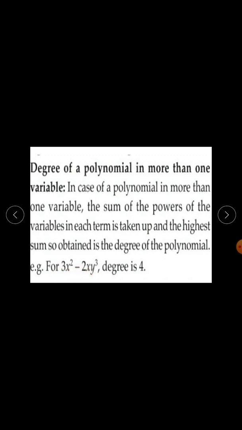In this polynomial, how many variables are there? Two variables, x and y. So, the sum of the powers of the variables in each term is taken up. Here, in this term only one variable is there, so power is 2. Now, in this term, xy cube, for x power is 1, for y power is 3. So, 1 plus 3 is 4.